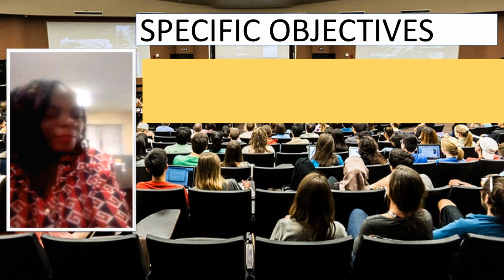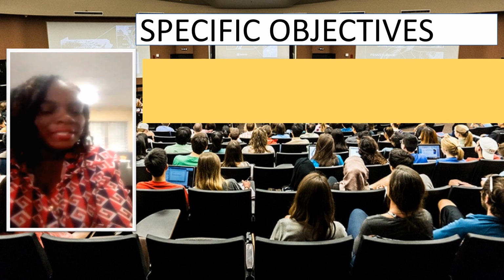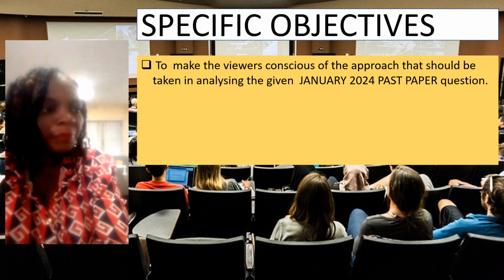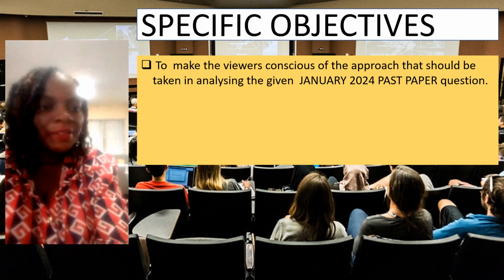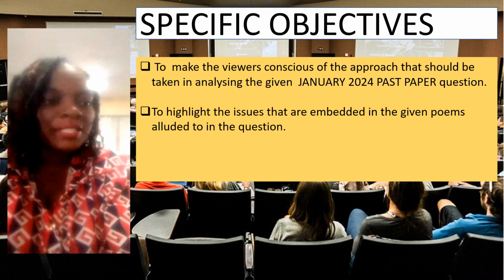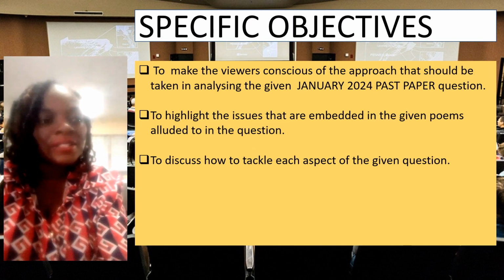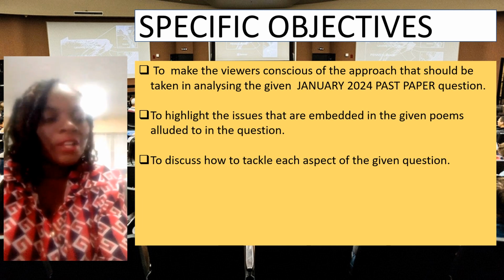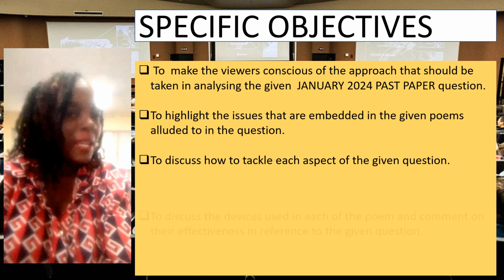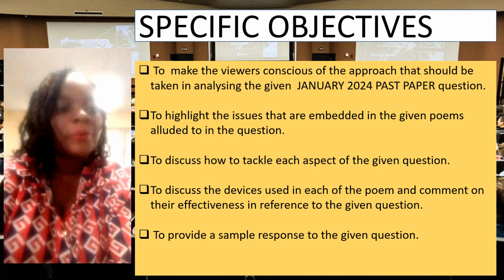The specific objectives of this presentation are as follows. 1. To make the viewers conscious of the approach that should be taken in analyzing the January 2024 past paper question. 2. To highlight the issues that are embedded in the given poems alluded to in the question. 3. How to tackle each aspect of the given question. 4. To discuss the devices used in each of the poems and comment on their effectiveness in reference to the given question. And lastly, to provide students with a sample response to the given question.